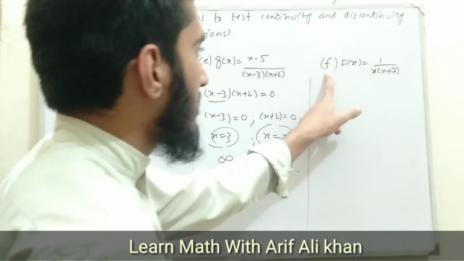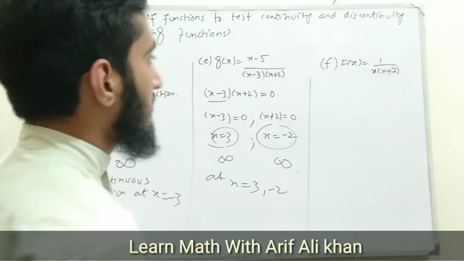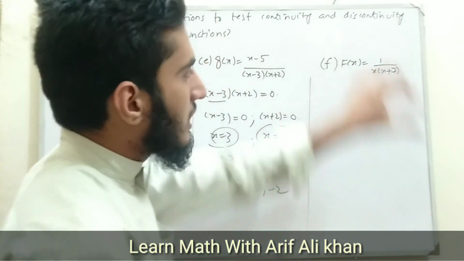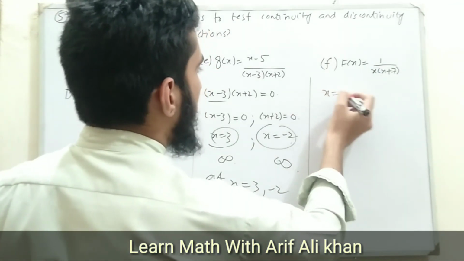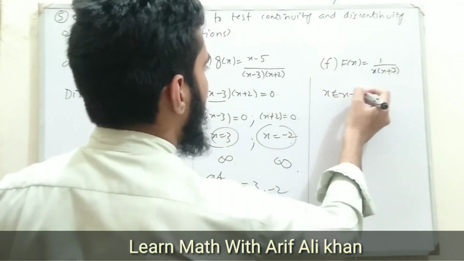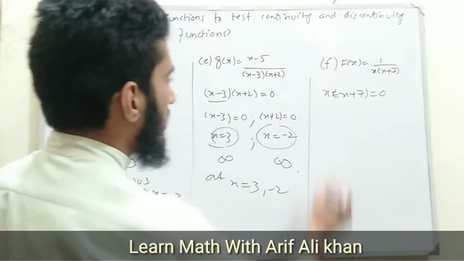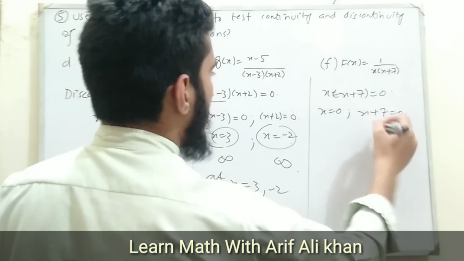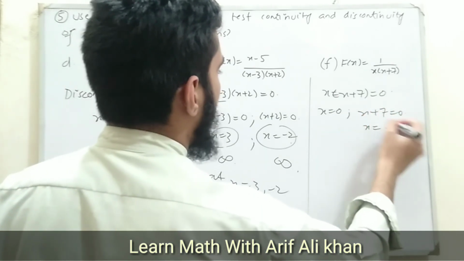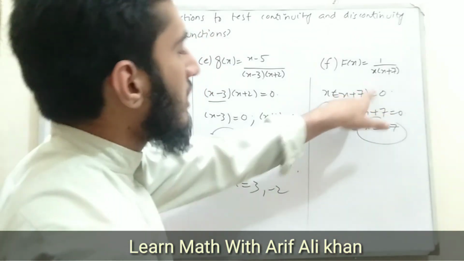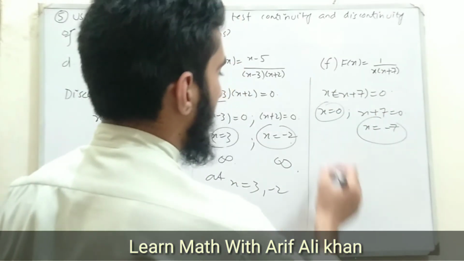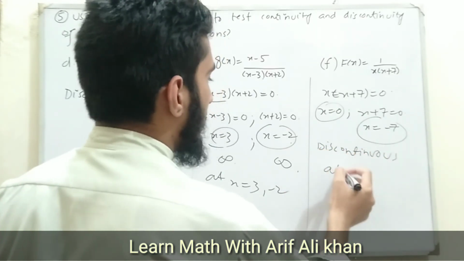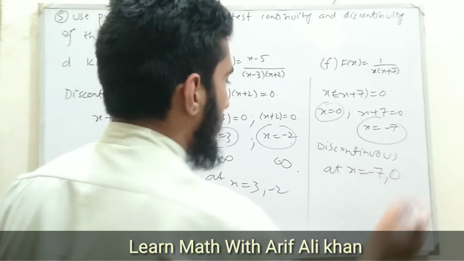Now move to part F, which is the last part of today's lecture, and today's question number 5. f of x is equal to 1 over x multiplied by x plus 7. This function is discontinuous because this is in fraction form. So for discontinuity, we make the denominator equal to 0. So x multiplied by x plus 7 will be equal to 0. According to the zero factor property, we have x equal to 0 and x plus 7 equal to 0. Shifting 7 to the right hand side, x is equal to minus 7. So at x equal to minus 7 and at x equal to 0, this function will be discontinuous. So our required answer is: the function is discontinuous at x equal to minus 7 and 0.